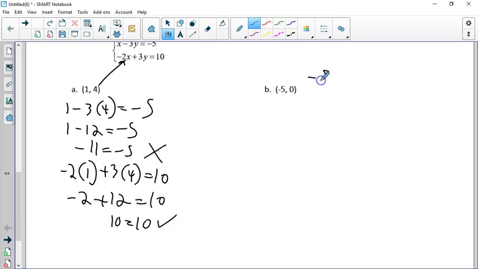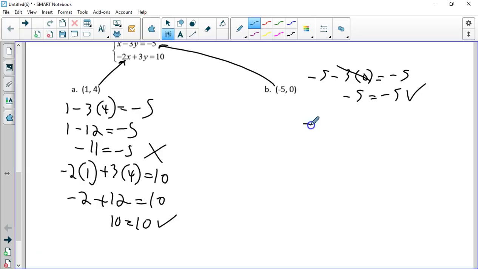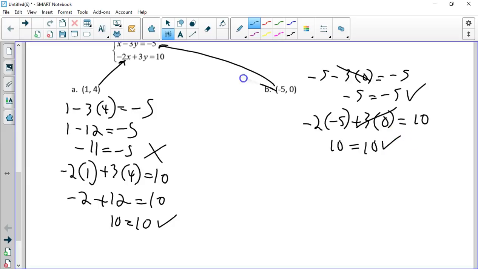x is -5 minus 3 times 0 equals -5. Well, 0 times anything is 0. -5 equals -5 is true. So (-5, 0) is on that line. Now let's see if it's on the second one. -2 times -5 plus 3 times 0 equals 10. Again, 0 times anything is 0. Negative times negative is positive. 10 equals 10. Check. So this is on that line, which means it is a solution.